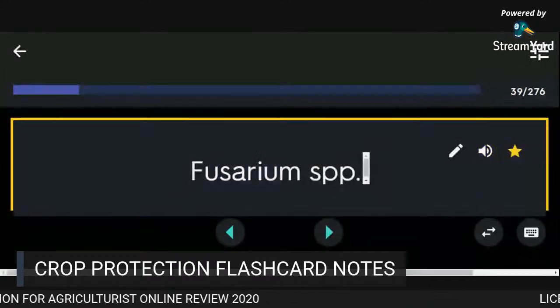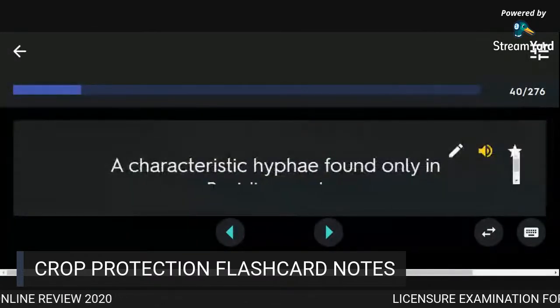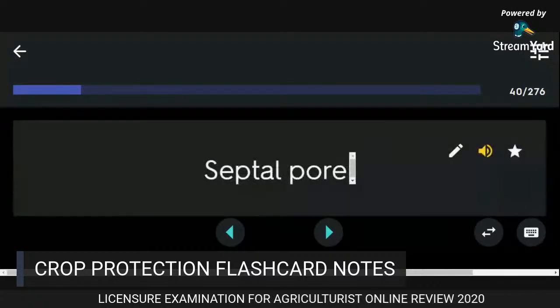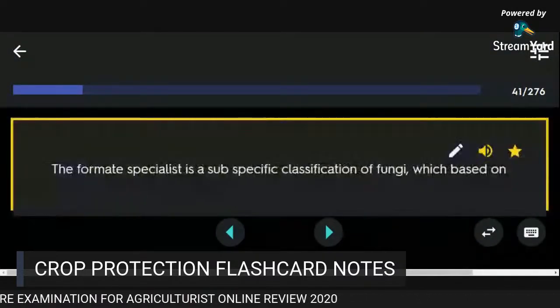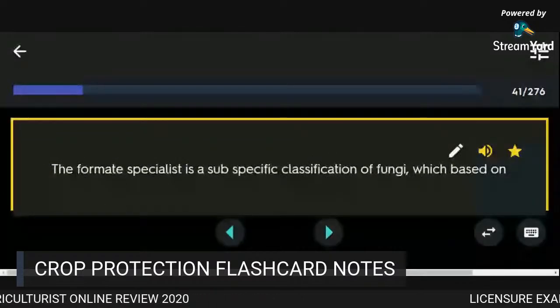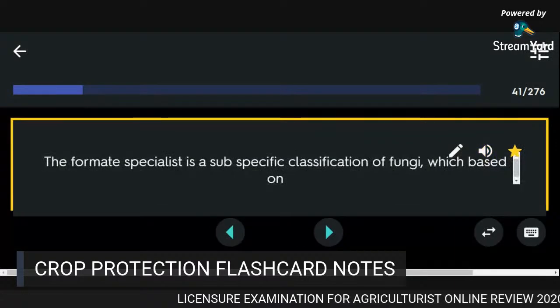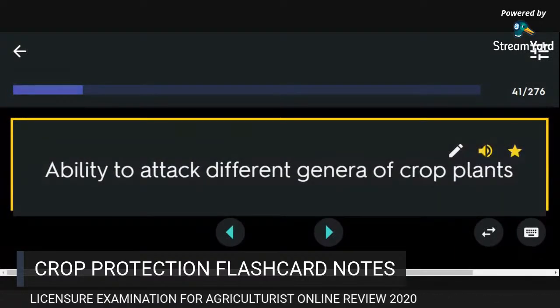A characteristic hyphae found only in basidiomycetes: septal pore. The forma specialis is a subspecific classification of fungi which is based on ability to attack different genera of crop plants.